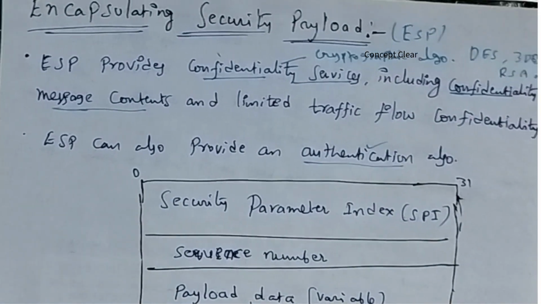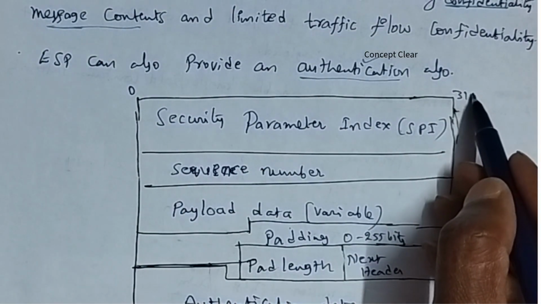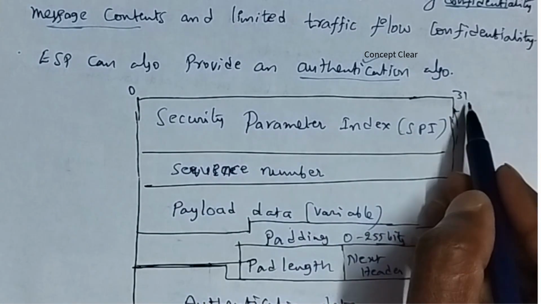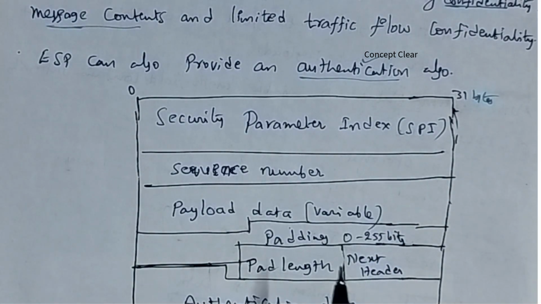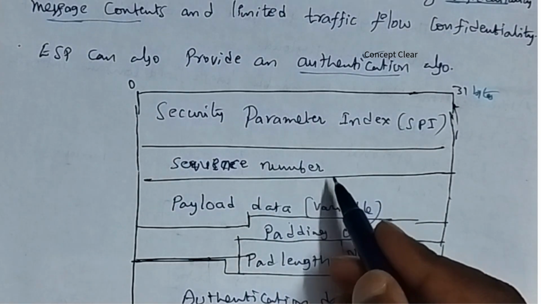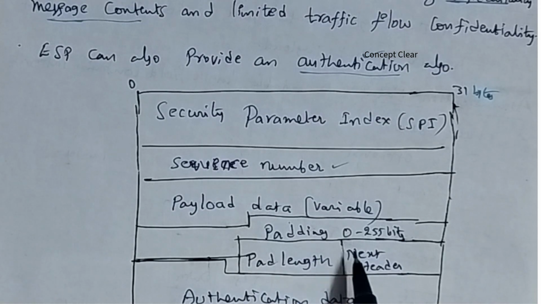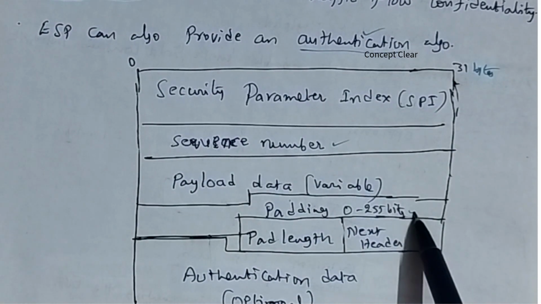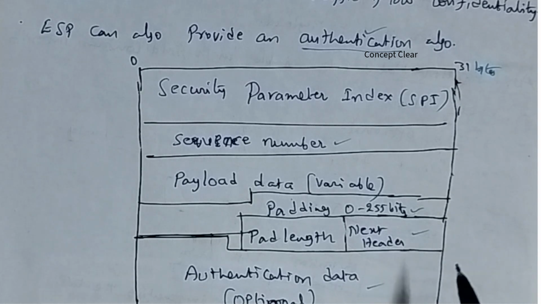What is the encapsulation header format? The header contains 32 bits, 0 to 31. The first one is the security parameter index. The second one is the sequence number. Some textbooks call it the service number, but here it is the sequence number. Next is the payload, which is variable. The next one is padding, which contains 0 to 255 bits, and then pad length, next header and authentication data. Authentication data is the optional part.